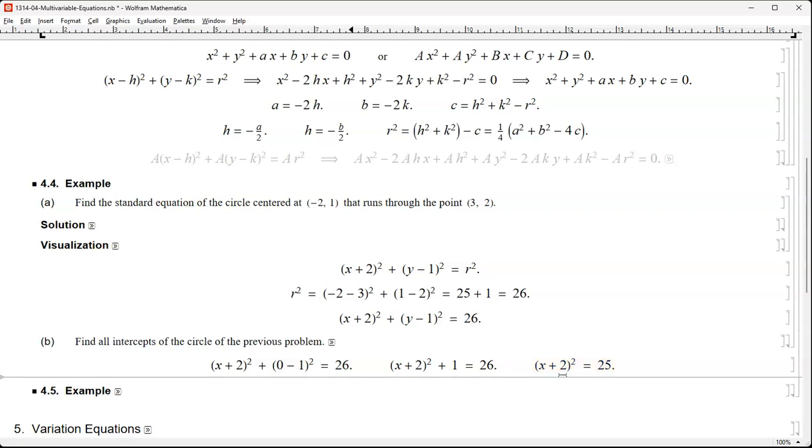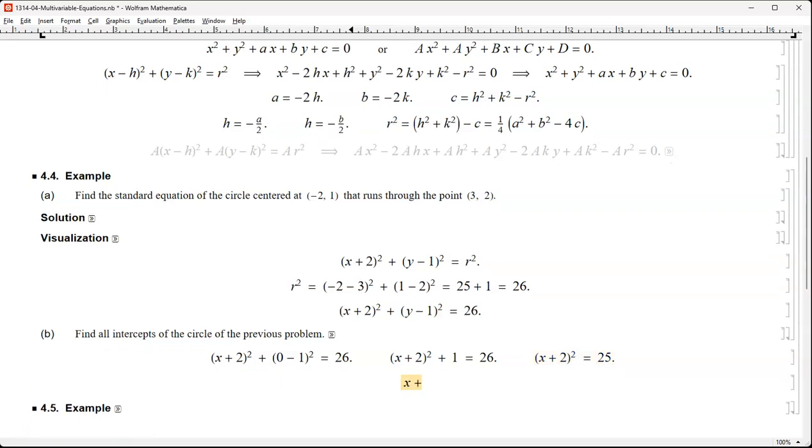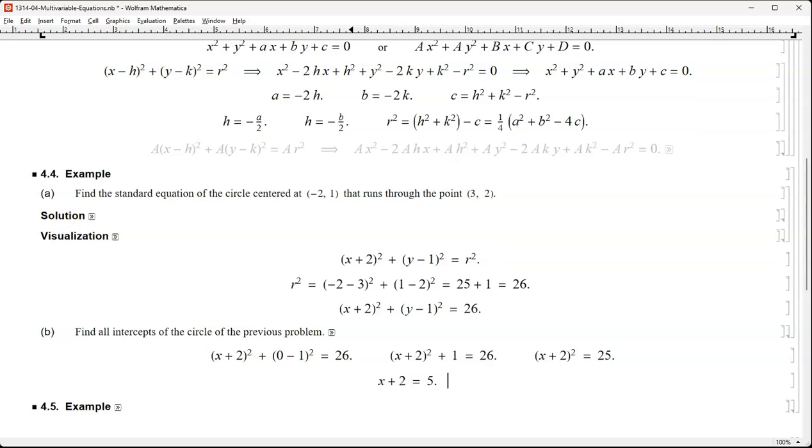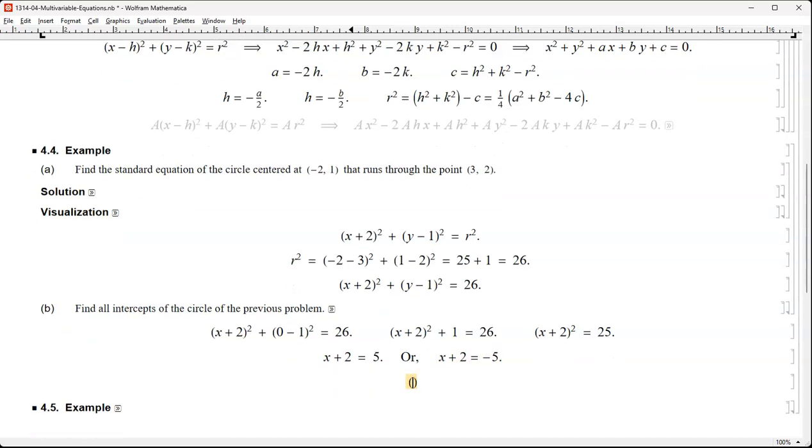The square root of 25 is 5, so x plus 2 is either 5 or x plus 2 is -5. So we are getting x is 3 or x is -7. So x is 3 or x is -7.